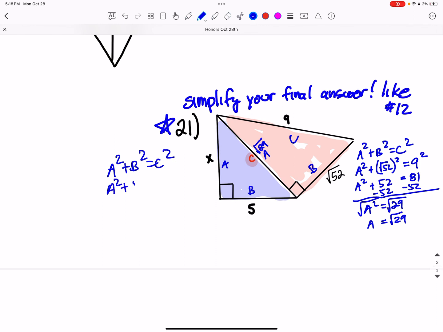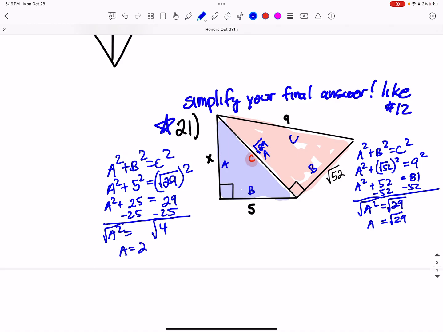The B is 5, so I'm going to square it. And the long diagonal is the square root of 29, and when I square that, it just becomes 29. Okay, so the answer is going to be 29. 5 squared is 25. So we have A squared plus 25 is 29. Once I minus 25, our A squared needs to be 4. So once we take the square root, A is 2.